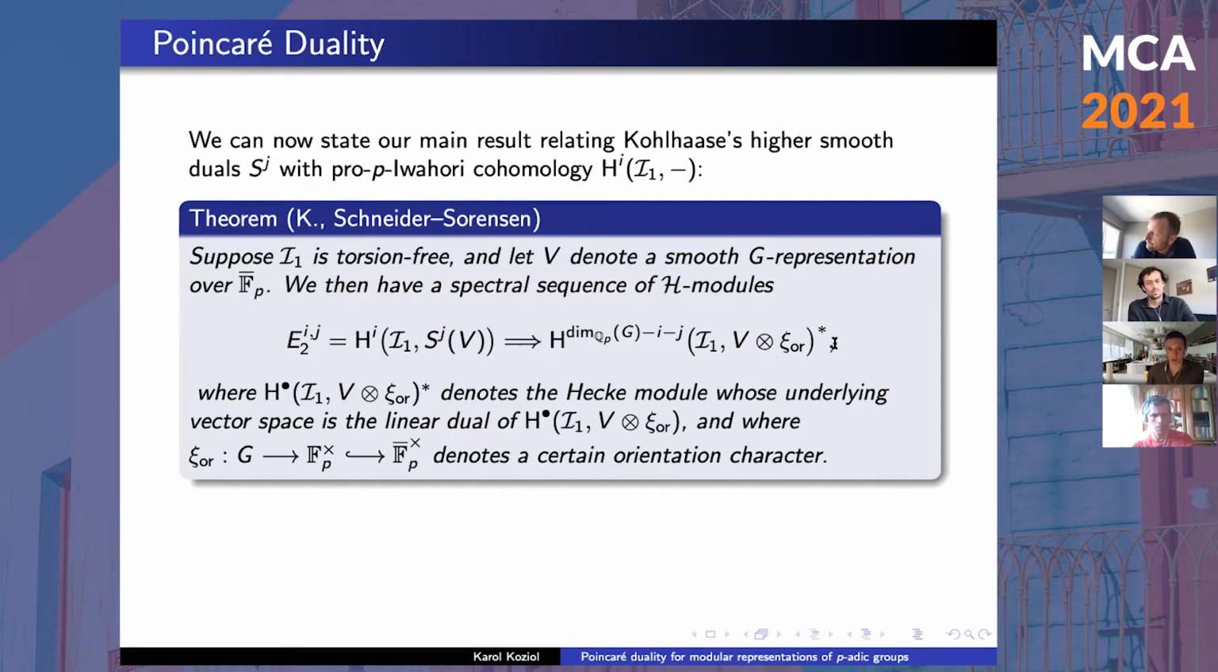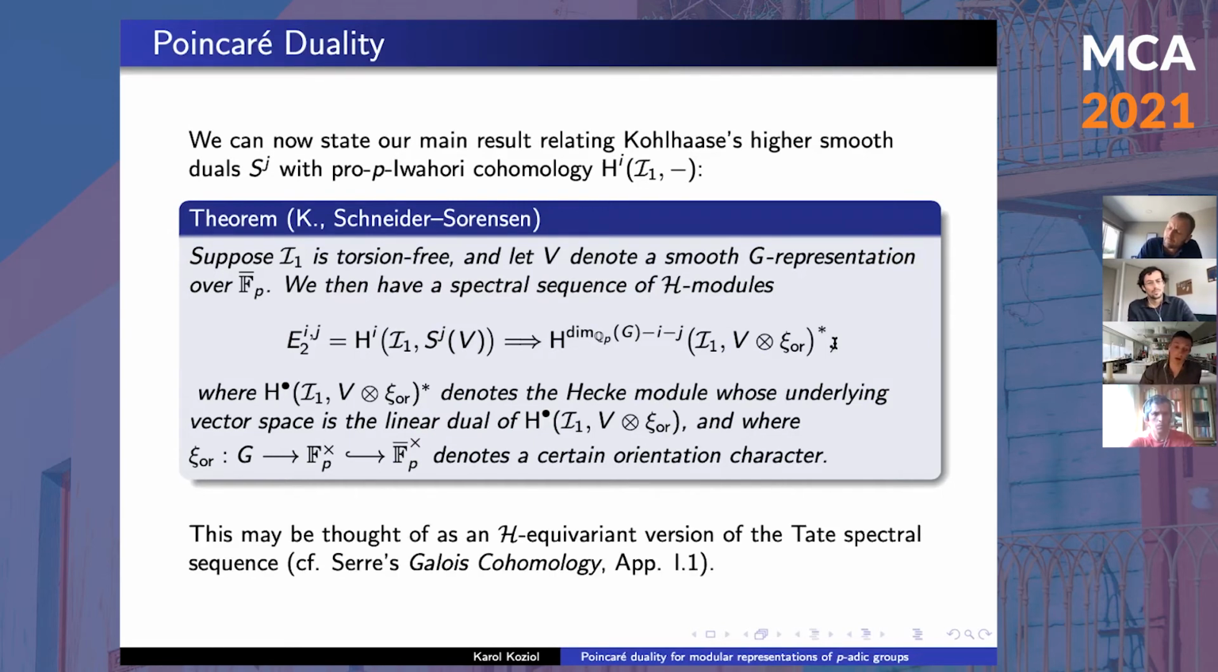This is what I'm calling the Poincaré duality spectral sequence. It can be thought of as essentially an H-equivariant version of something which shows up in Galois cohomology. This is called a Tate spectral sequence. You can read about this in one of the appendices in Serre's Galois cohomology.